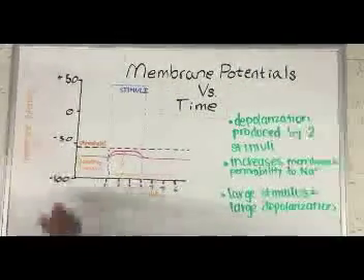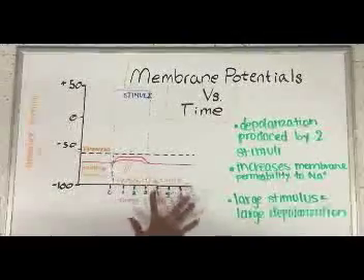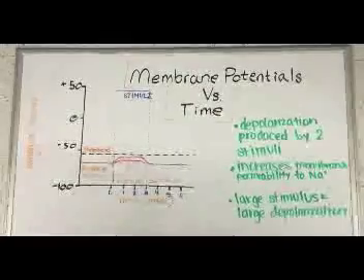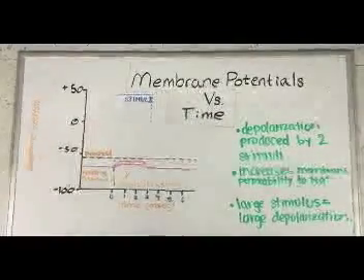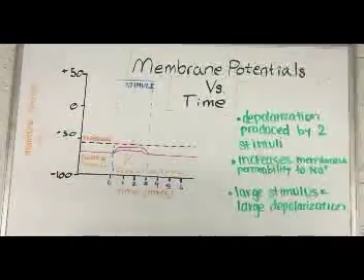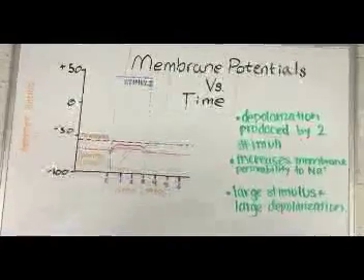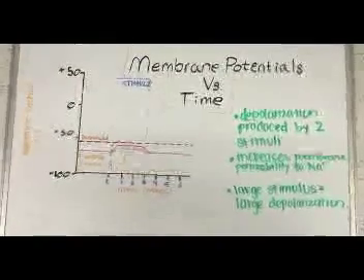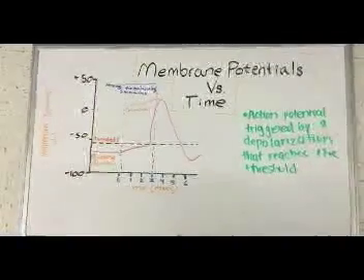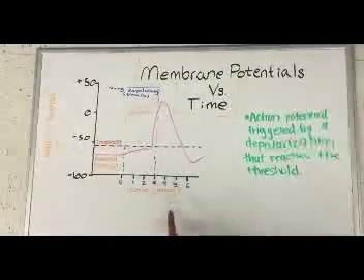As mentioned previously, this is threshold, this is resting potential, and this is the depolarization, which means the reduction in the magnitude of membrane potential. And depolarization produced by two stimuli increases membrane permeability to Na+, and the larger stimuli result in larger depolarization. In this graph, the action potential is triggered by depolarization that reaches the threshold and it peaks.